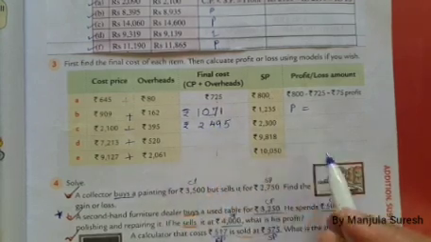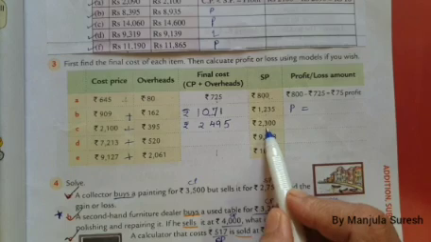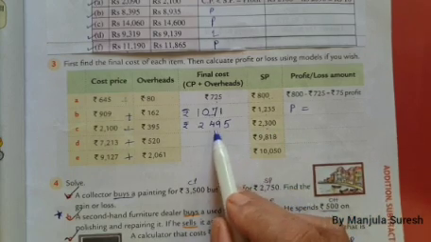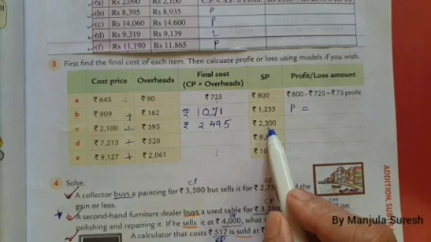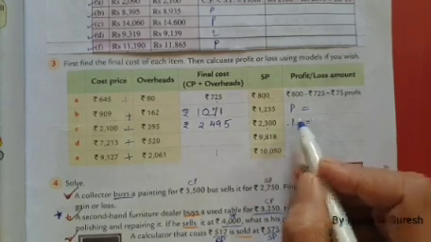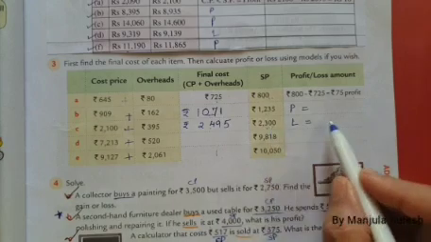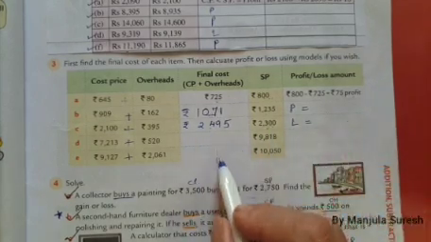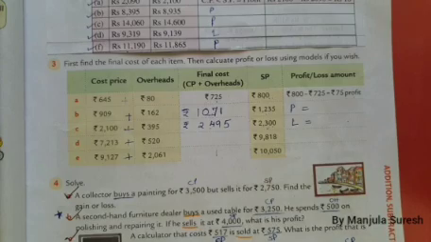2495 and this is 2300. So in this case, which is bigger? Your CP is bigger than your selling price. So you are making a loss. So you have to just subtract these two values and write the answer here. Okay, like that each column you have to fill, then write the answer.